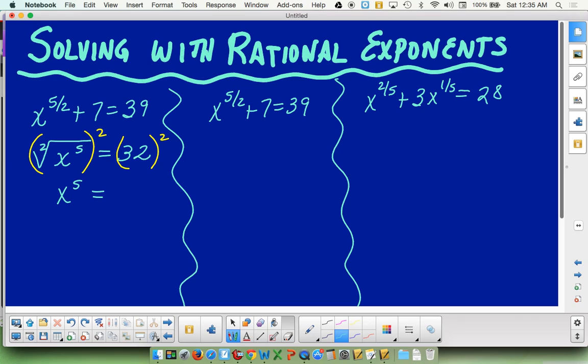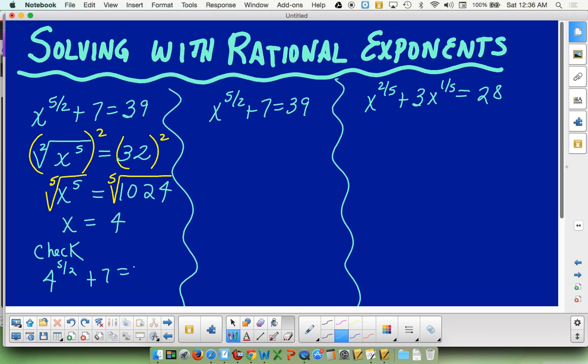Duh, I should have known that. 2 to the 10th power is 1024. Okay. And then we have to 5th root it. So when I 5th root it, I get x equals 4. Okay, that's not horrible. You did, however, square both sides, so you would have to check this answer. You would actually have to do what's 4 to the 5 halves plus 7 equals 39.